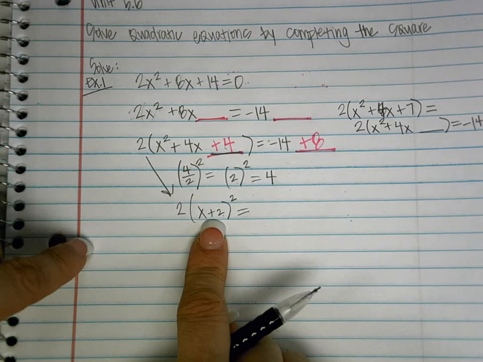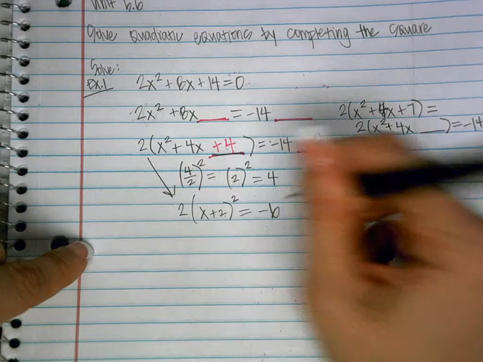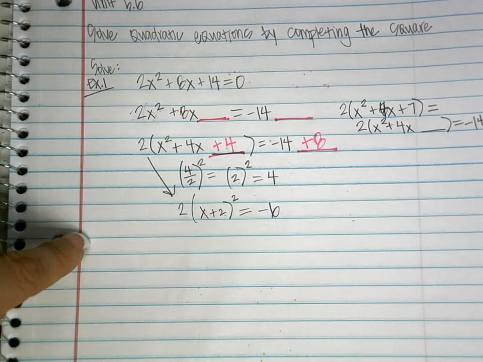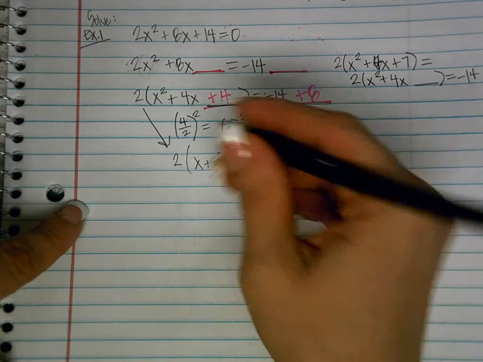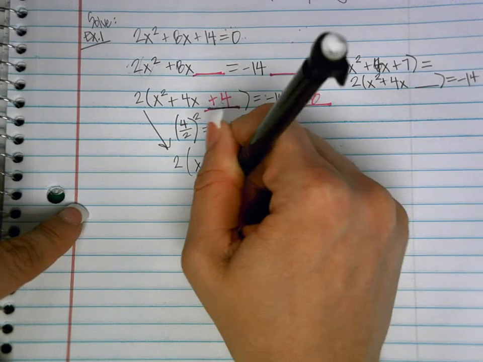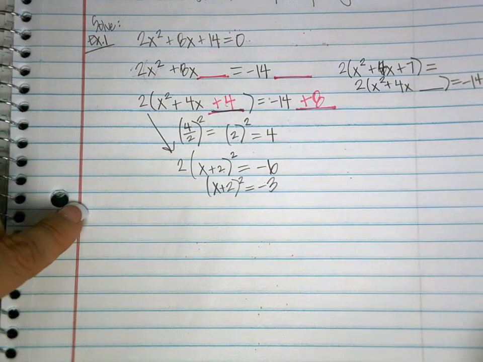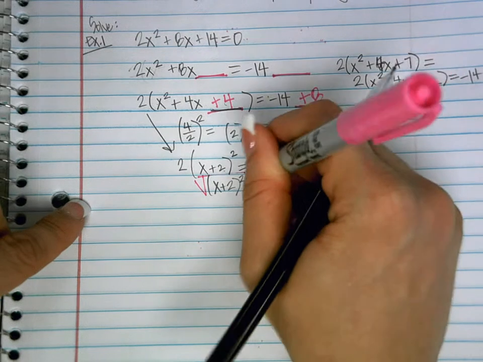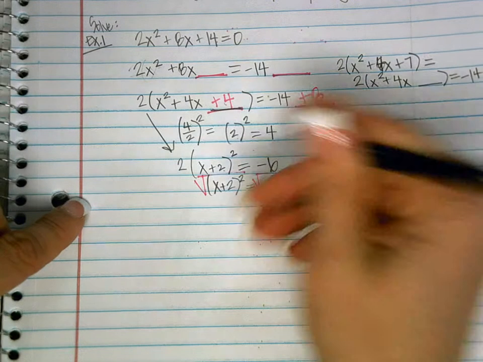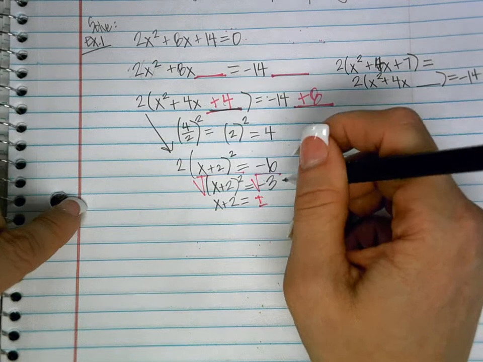Great. So we still have the 2. Then you have x plus 2 quantity squared equals negative 14 plus 8, which gives you negative 6. Now I can solve. Where do I start? Divide by 2. So we have x plus 2 quantity squared equals negative 3. Now to undo the square, root both sides. Make sure to put in your plus or minus. So we got x plus 2 equals plus or minus what?